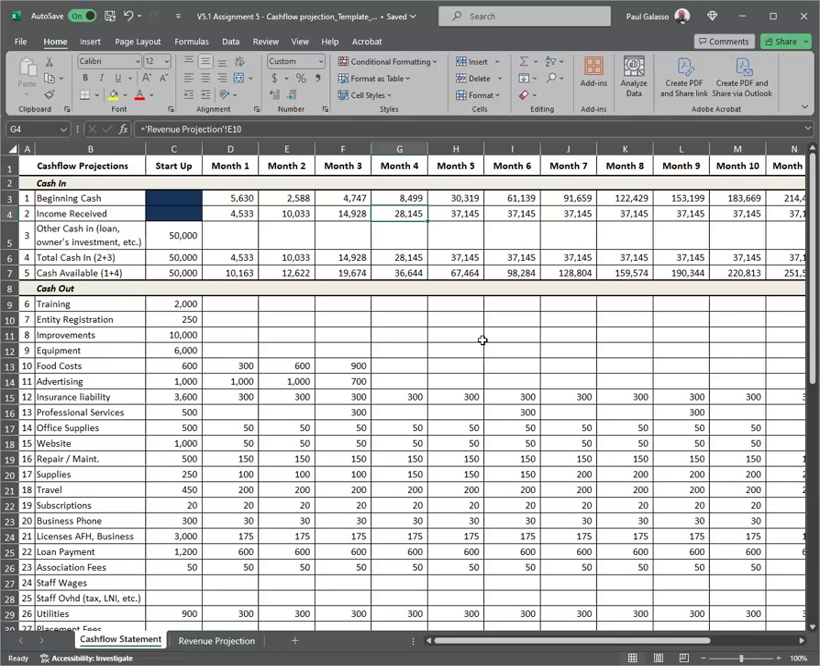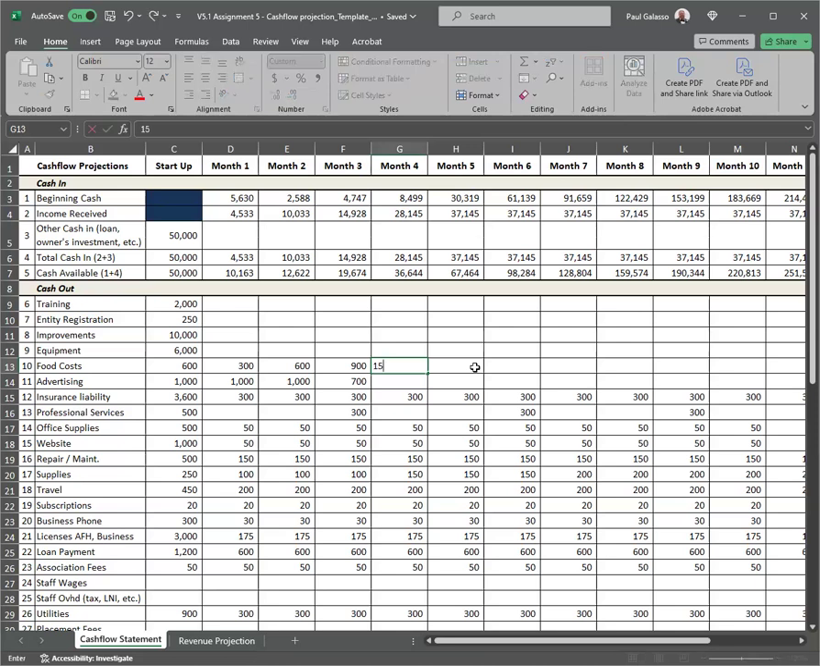Now we have 2 additional residents. We bring in 2 residents in month 4, so now we're at a total of 5. So with 5 residents, our income is $28,145. We add that to the $8,499, leaving us $36,644.